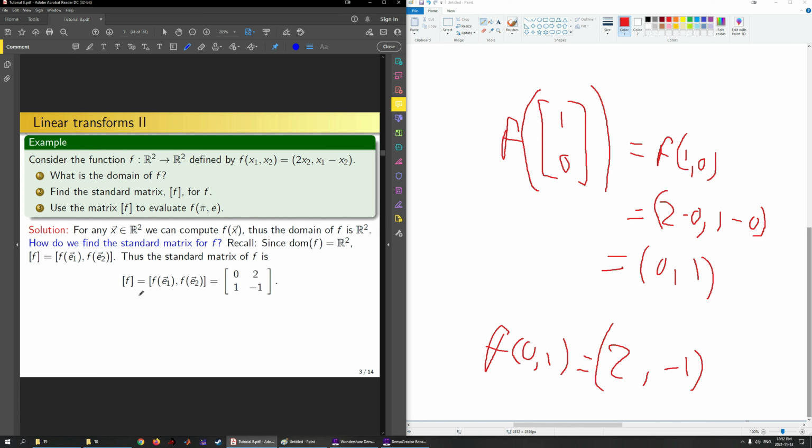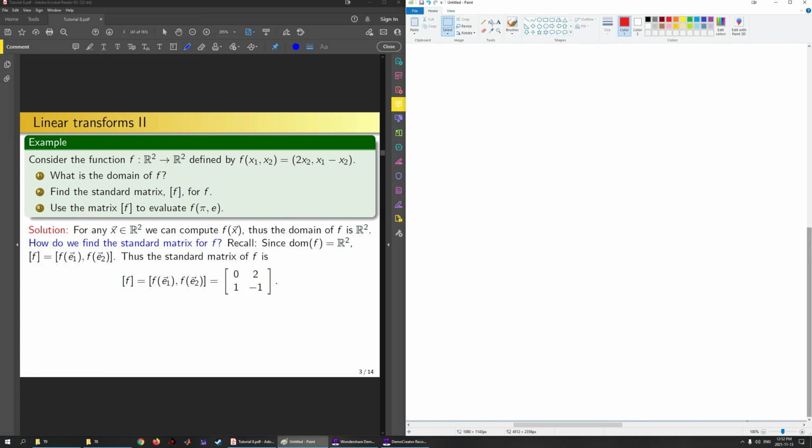Okay, so beyond here, I want to use the matrix F to evaluate f at (pi, e). In order to do this, we use the fact that now that I have this matrix representation, I can say f of (x1, x2) will simply be equal to the matrix for f multiplied by this vector that has x1 and x2.